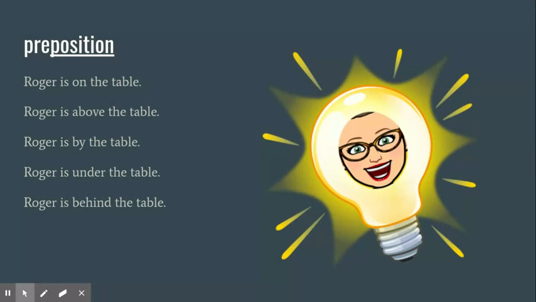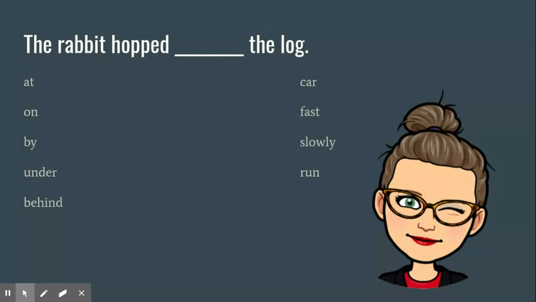I'm going to give you a cue sentence that I want you to use whenever you're trying to decide if a word is a preposition or if you're trying to think of a preposition. The rabbit hopped blank the log. The words that can fit in that sentence and make sense are prepositions. The words that can't, that are listed, are not prepositions.